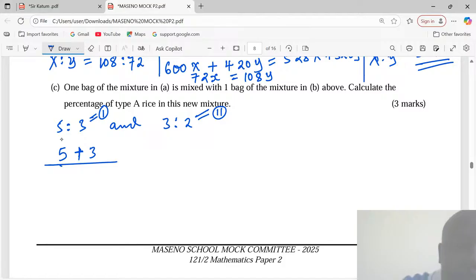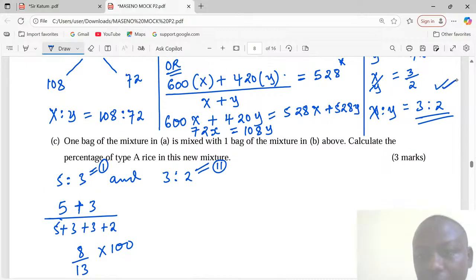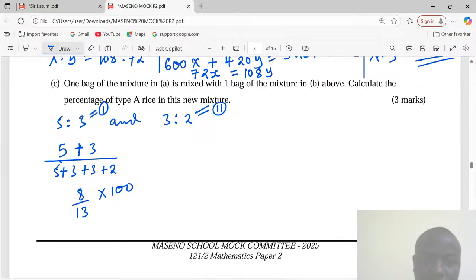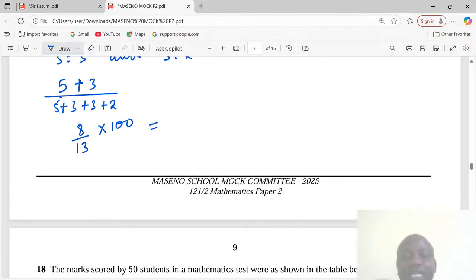Total proportions are 5, 3, 3, and 2. So this is going to be 8, 13. 8 over 13 multiplied by 100. This will give us the percentage of A, because A has 5 bags from the first mixture and 3 bags from the second mixture. But how many bags according to the ratios now? How many bags are we having? Because this is the second ratio. How many bags are we having in total? So the percentage that goes to A shall be 8 out of 13.